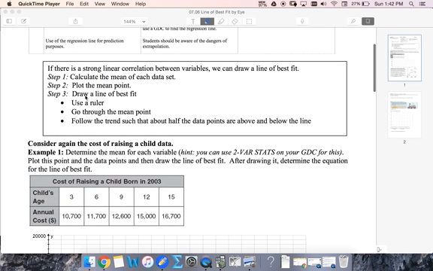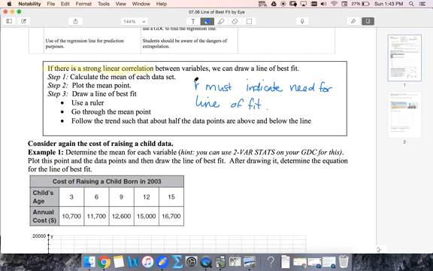So if there's a strong linear correlation, so this is a big if, we have to have an R value that's big enough before we calculate this, because otherwise, if our R value is not big enough, then there's no reason to draw the line of best fit. This is very important if you're doing your IA on this. You have to have a strong R value to do this. So R must indicate the need for a line of best fit.